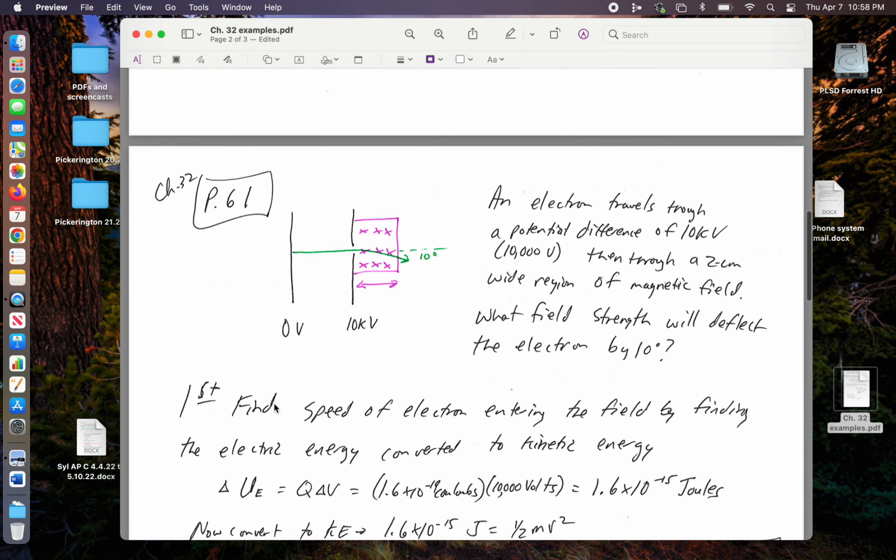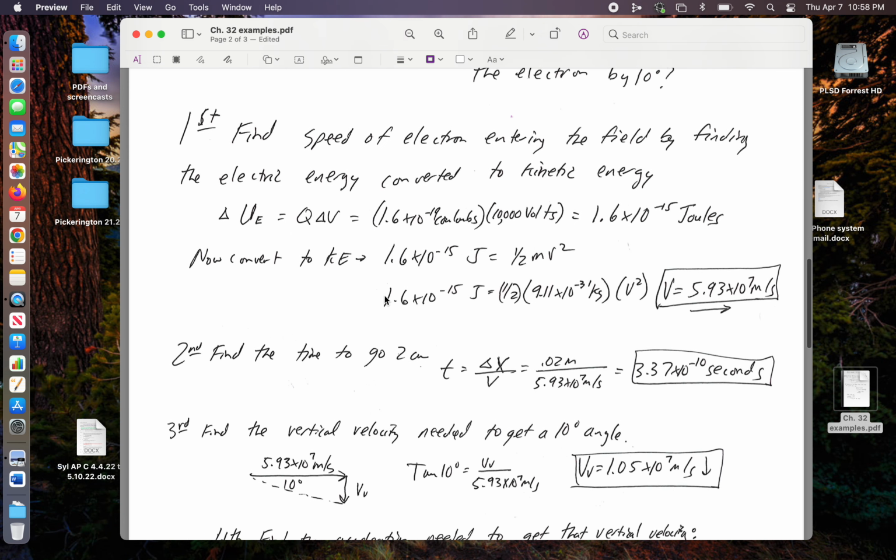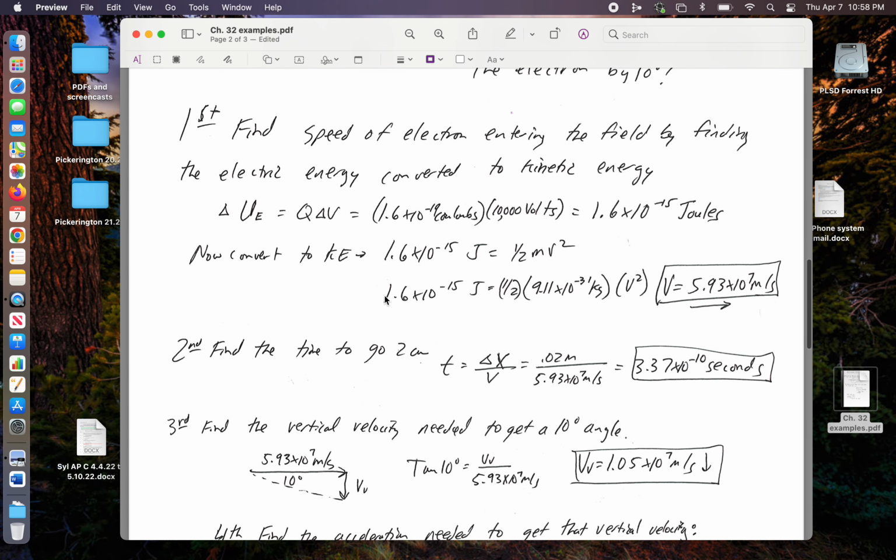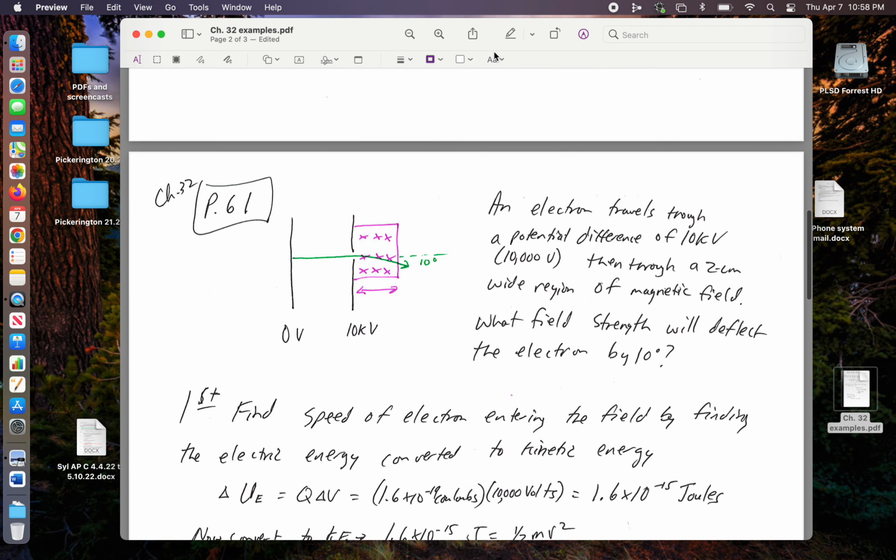If I go back up here, this has an electron that's shot across a 10 kilovolt potential difference into an area. And of course, did I mention this? No, I did not, because I'm an idiot. I believe it is a 2 centimeter wide area. So, guess what I'm going to do? I'm going to show that now. 2 centimeters.